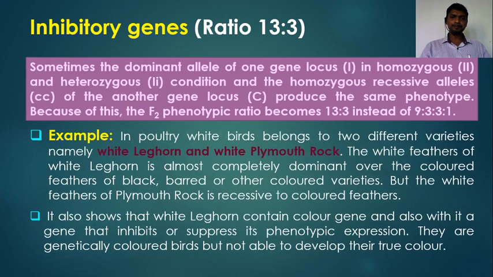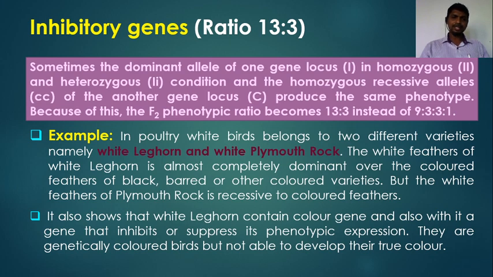In poultry, white birds belong to two different varieties, namely White Leghorn and White Plymouth Rock. The white feathers of the White Leghorn are almost completely dominant over the colored feathers of black, barred or other colored varieties. But the white feathers of Plymouth Rock are recessive to colored feathers. Here we are going to consider these two varieties of poultry birds. Both varieties are white feathered.